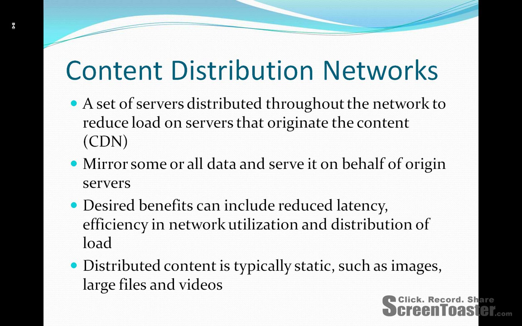that make them feasible. A content distribution network is a set of servers that are distributed throughout the network to reduce load on servers that originate the content. They mirror some or all of the data and serve it on behalf of the origin servers. Some of the desired benefits can include reduced latency, efficiency in network utilization, and distribution of load throughout the network.